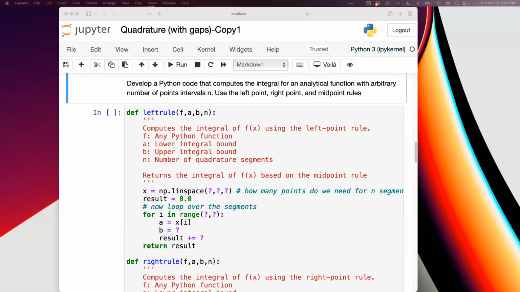So over here, I put a comment. It's better to loop over the segments. Okay, you have n segments, so you know what your range is.